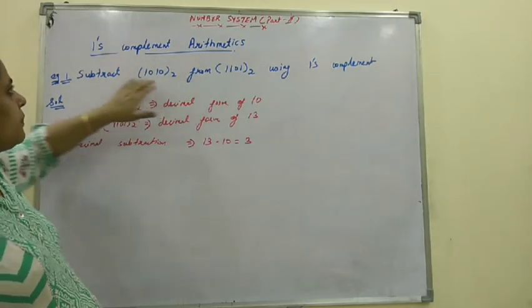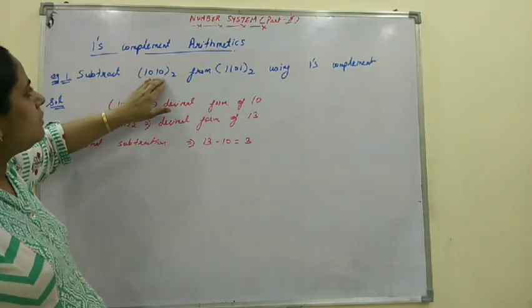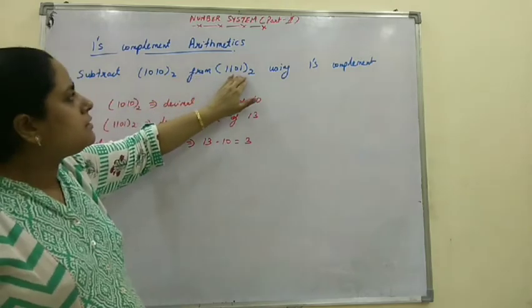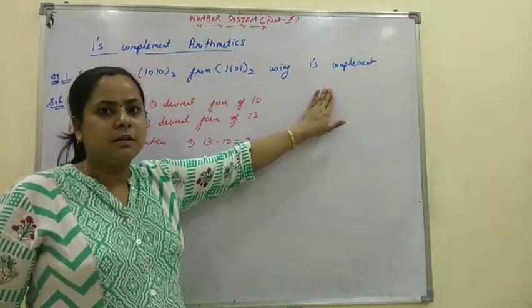Complement arithmetic. Subtract 1010 from 1101 using ones complement method.